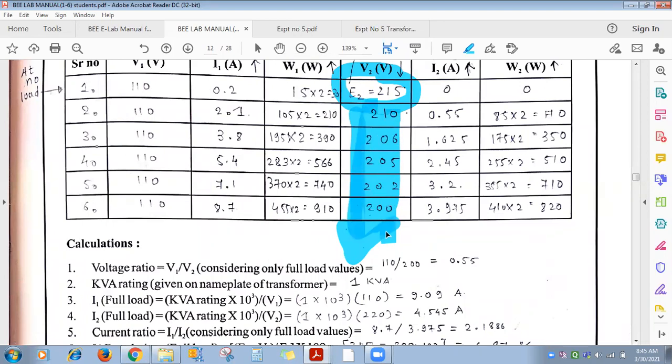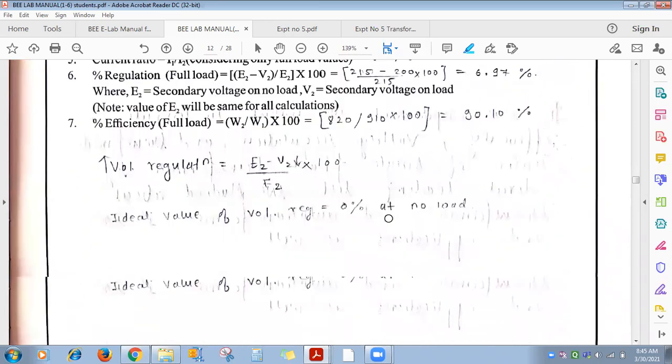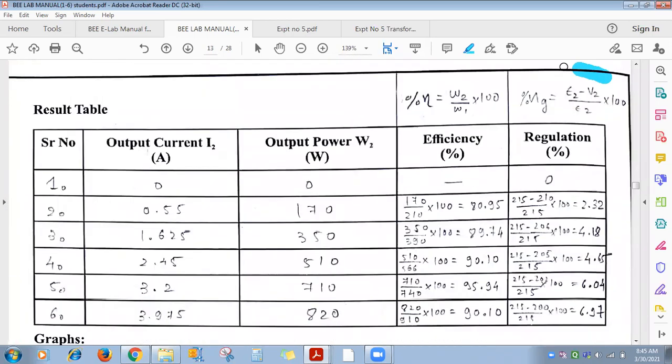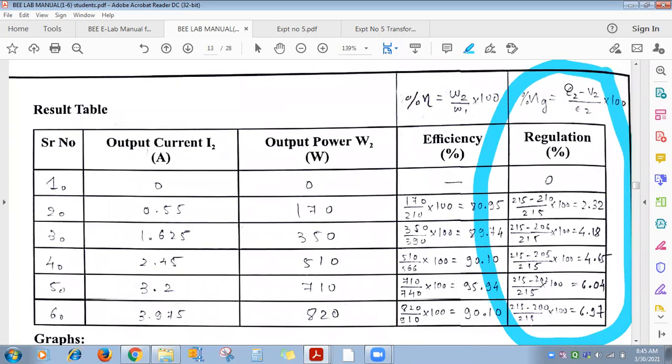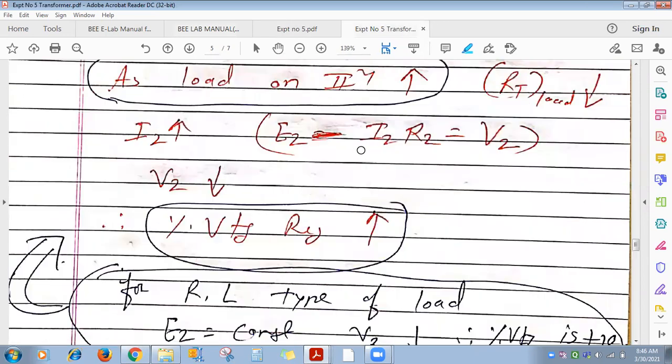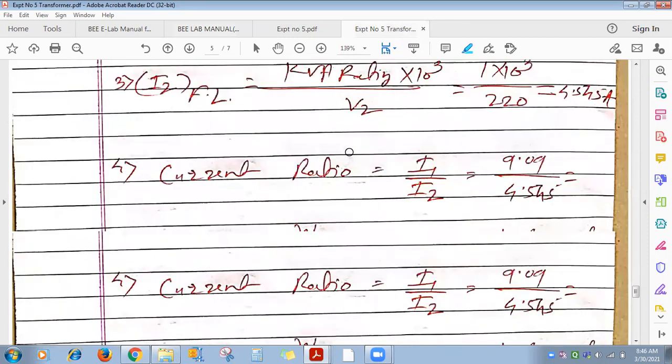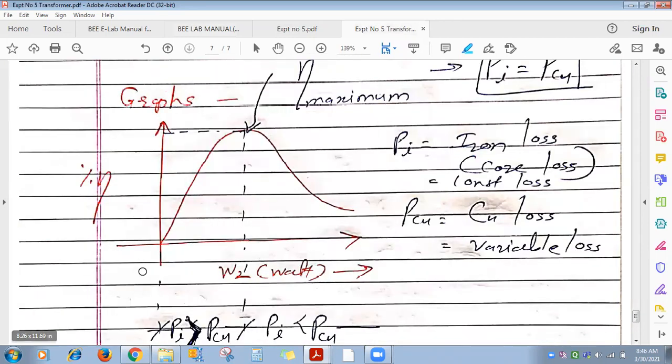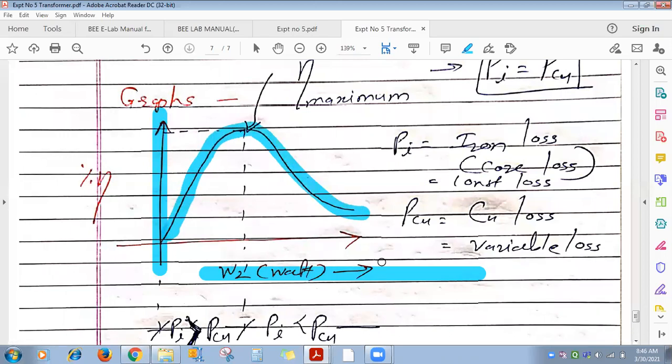Okay, so voltage regulation, you got it? Okay, so can you calculate voltage regulation also? For each reading, E2 will be constant, and go on putting the value of V2, you will get voltage regulation. And you have to plot graphs. First graph, you have to plot efficiency versus output power. Take graph paper. Efficiency depends on output power, that's why efficiency will be along the y-axis and power along the x-axis. You will get a graph like this. Initially efficiency increases, reaches a maximum, and then goes on decreasing.